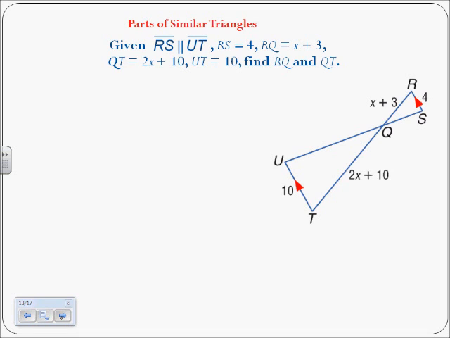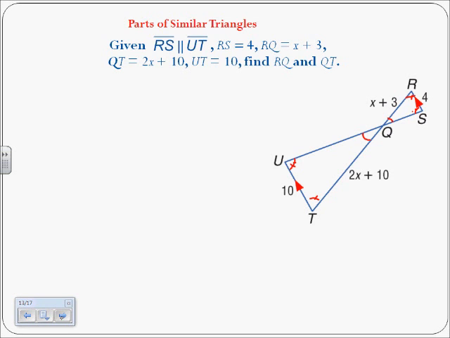Next question. Given that RS is parallel to UT, RS being 4, RQ being x plus 3, QT being 2x plus 10, UT being 10, find RQ and QT. So because we have parallel lines, we know that we will have similar triangles. Basically that top part was just letting us know we have vertical angles, we have congruent angles here by alternate interior angles, so we do have definitely two similar triangles.